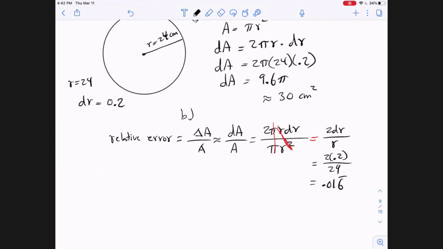But I'm not going to ask a question like part B here on this first test. Then they also ask in part B, what's the percentage error?